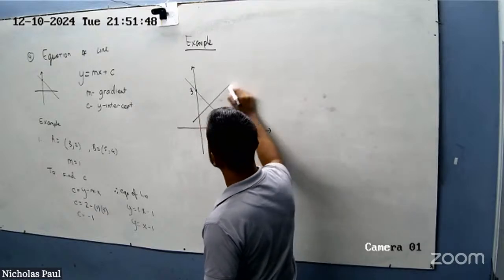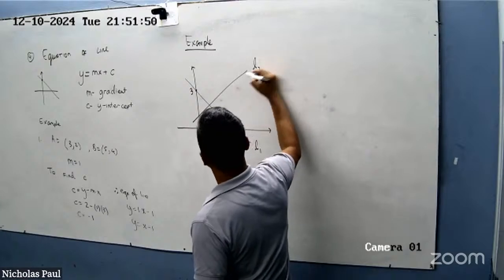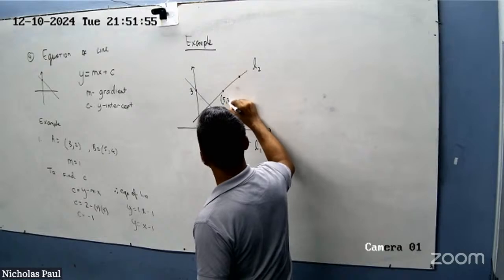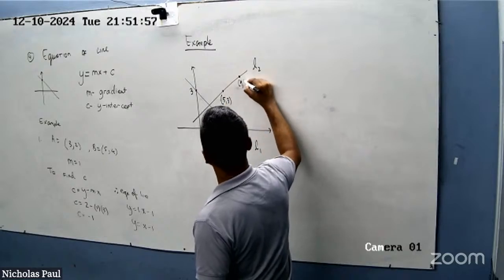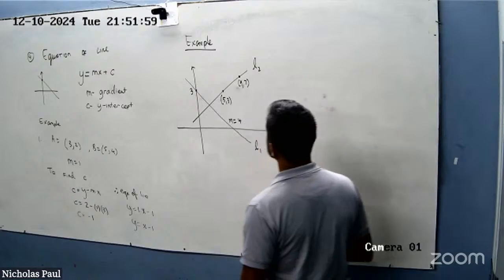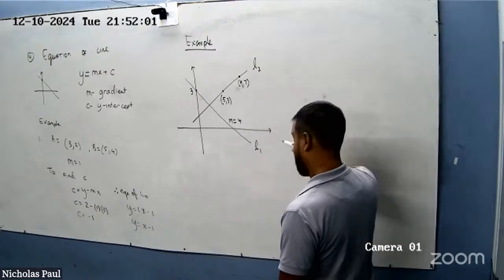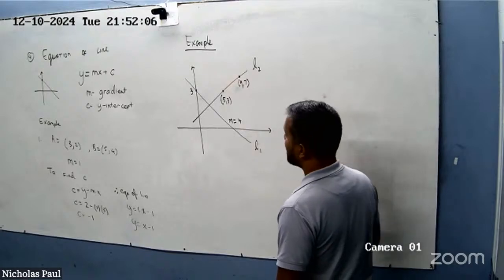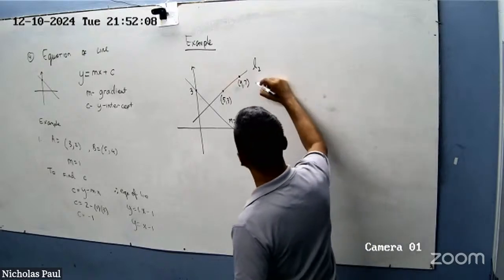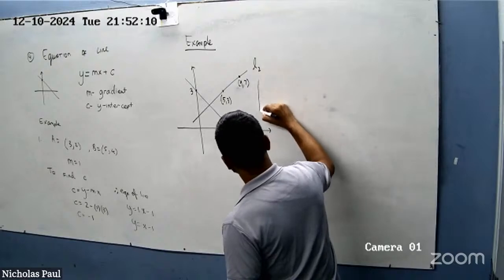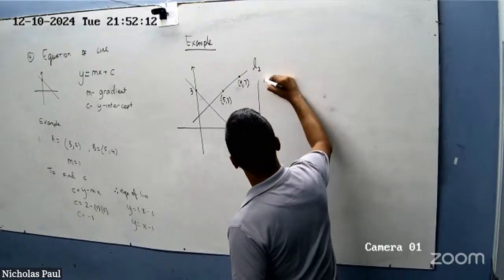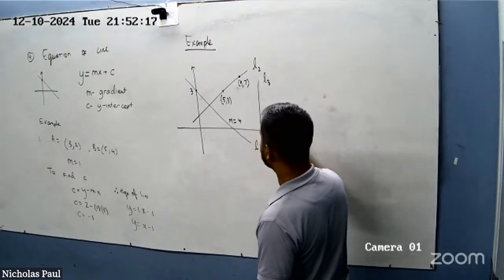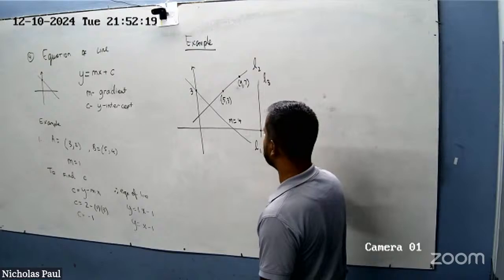Line 2, a little different. I'm going to give you 2 points on this line. I'm going to give you the point 5, 3, and I'm going to give you the point 9, 7. Okay? That's the second line. The third line, to complicate the whole process, I'm giving you a line here. Let's call this line 3, and this point here is the point 11.